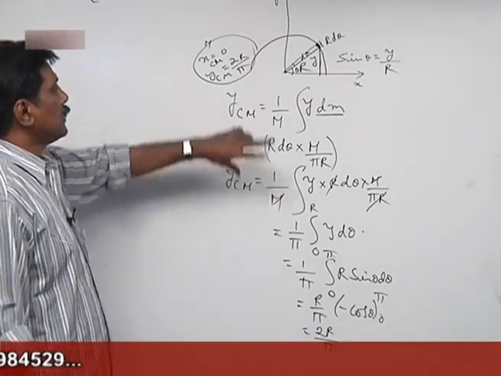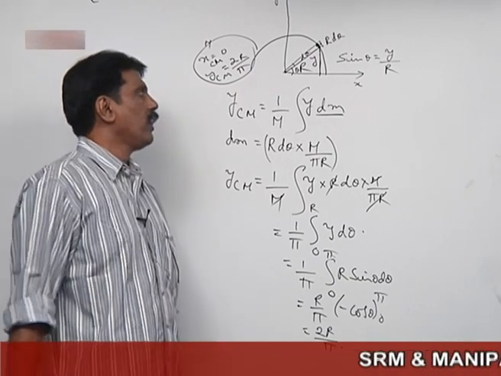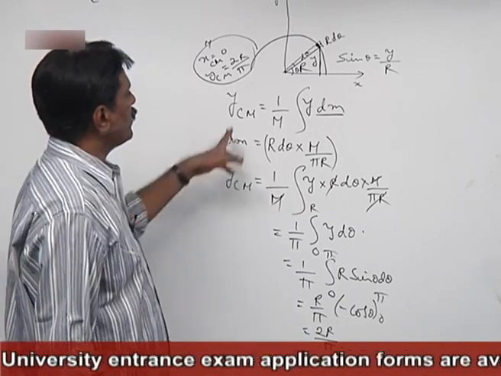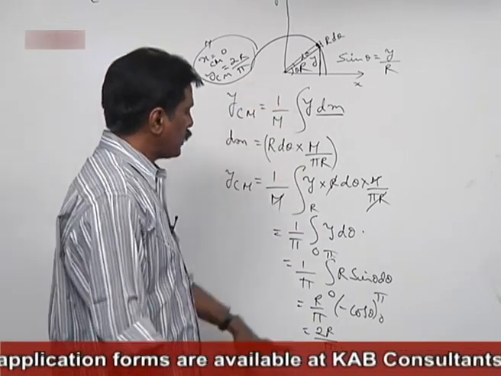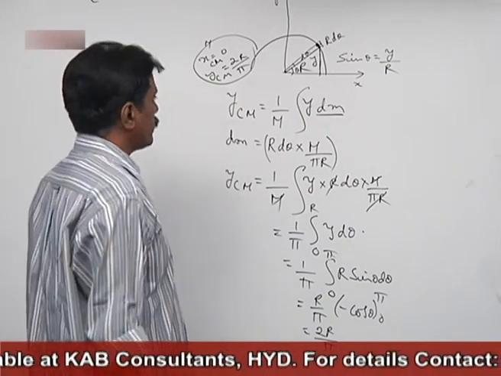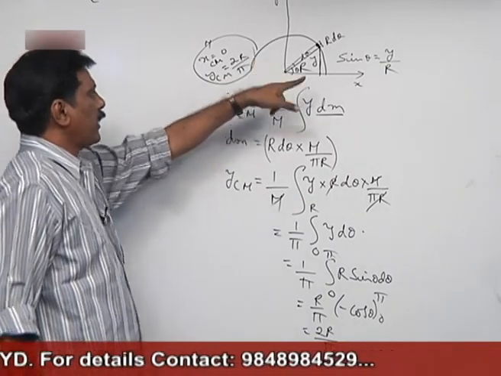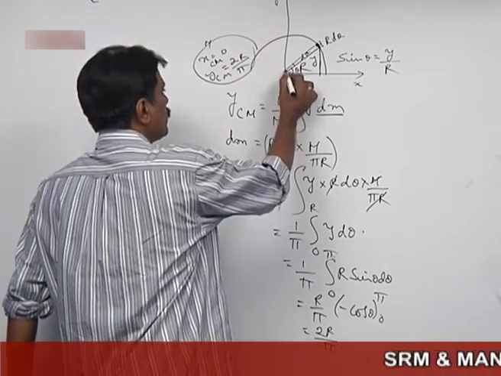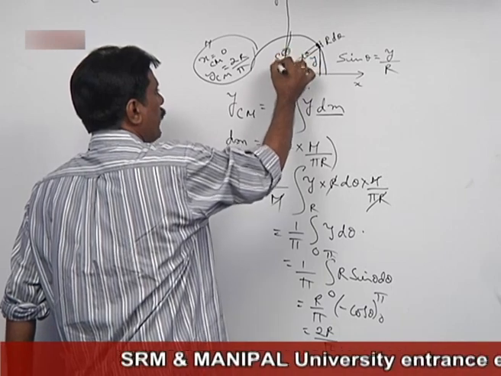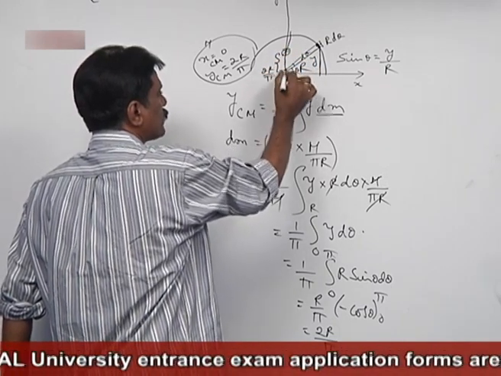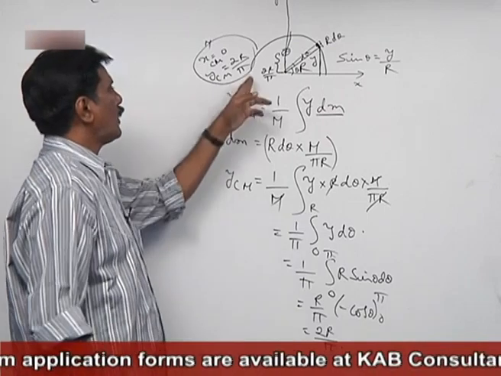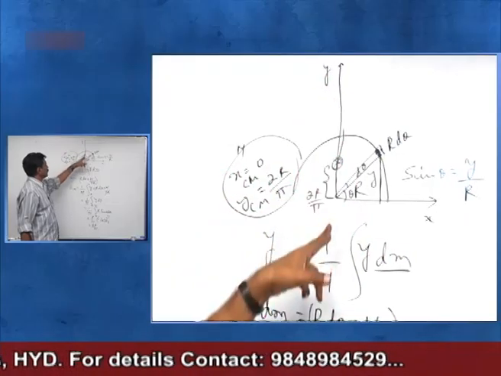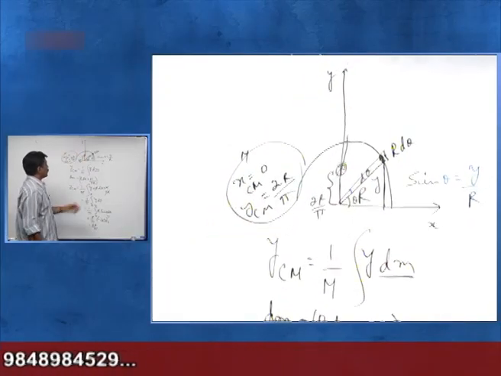Now let us use this result and try to find the center of mass of a semicircular plate. Remember, for the semicircular ring, the center of mass will be on the axis at a distance 2r by pi. That's why you have the y coordinate equal to 2r by pi. Of course, the x coordinate is 0 because it lies only on the y axis.